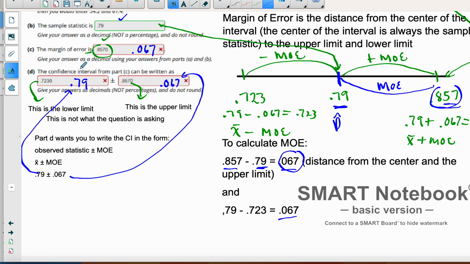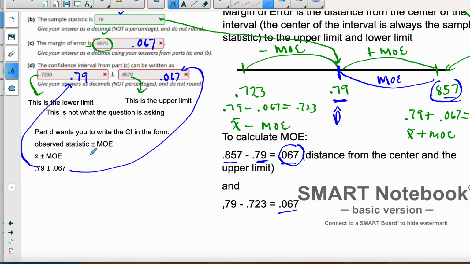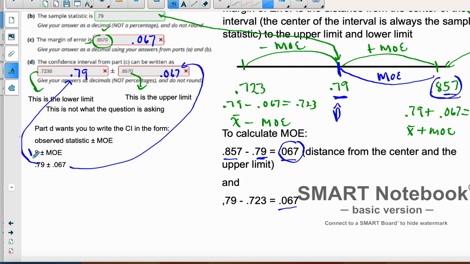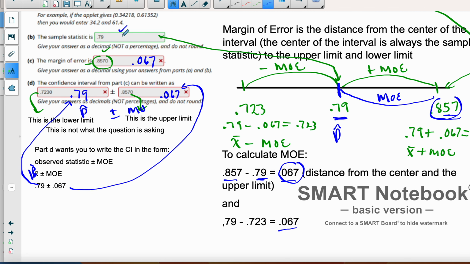Now for this confidence interval, again, it wants you to write it in margin of error form. It wants you to write it as the p hat plus or minus the margin of error. Oops, that's not x bar, that's p hat. So you're now just taking the pieces that you already put in. 0.79 is your p hat, and then you calculated your margin of error, plus or minus the margin of error.